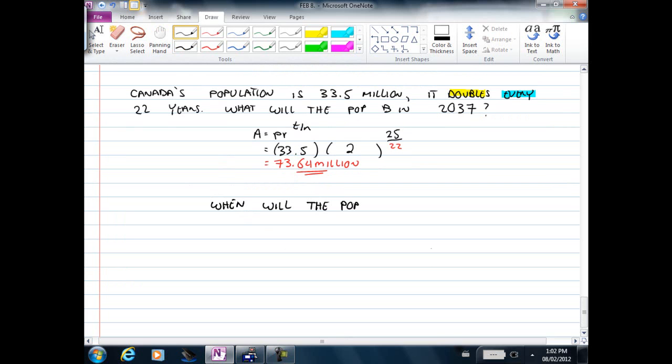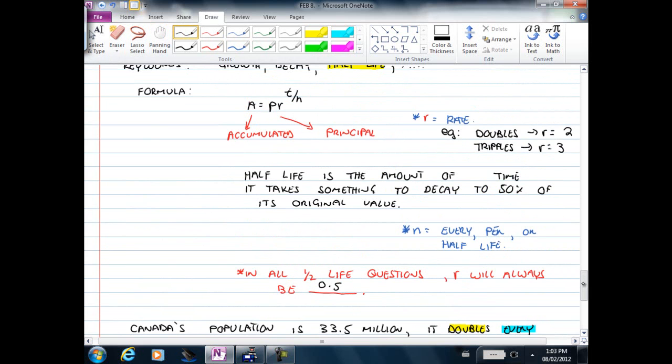Where did you get 2 from? Because I'm talking about double. Double means R is 2. In the last one, we also used 2. And the last one? Compound or whatever it was? No, that's a totally different question.